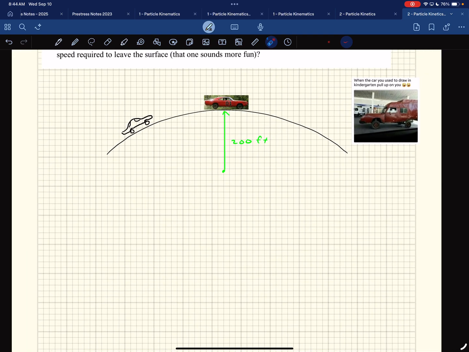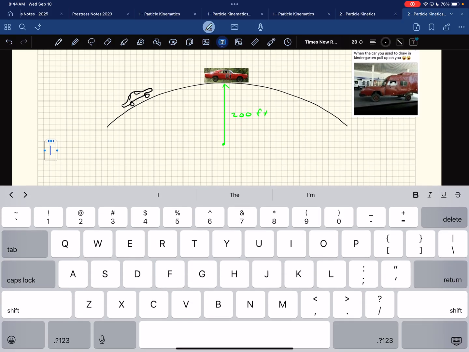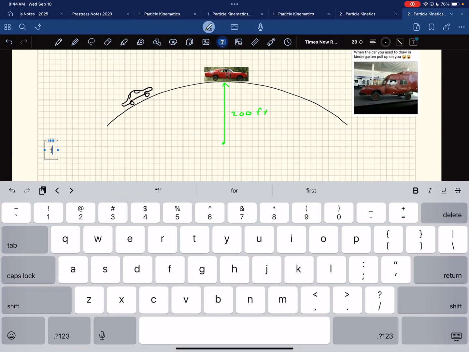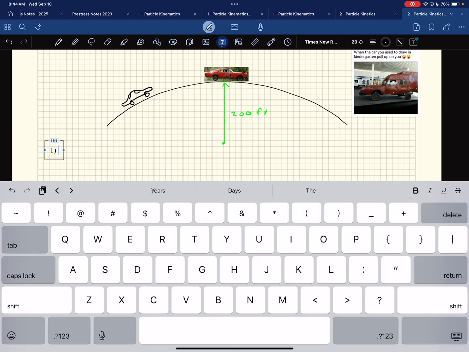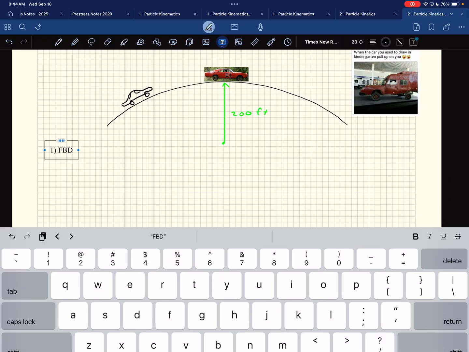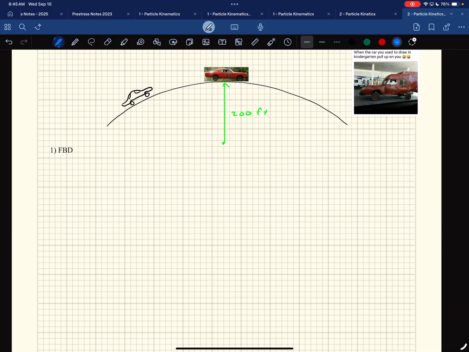Okay, so here we go. How do we find this? You don't panic, you stick to the plan. The plan is we draw a free body diagram, every time. F, B, D. Every time. So we isolate our object, that's the car. We're trying to figure out what's happening right up here where it's jumping, so we're going to draw it at this state right here.